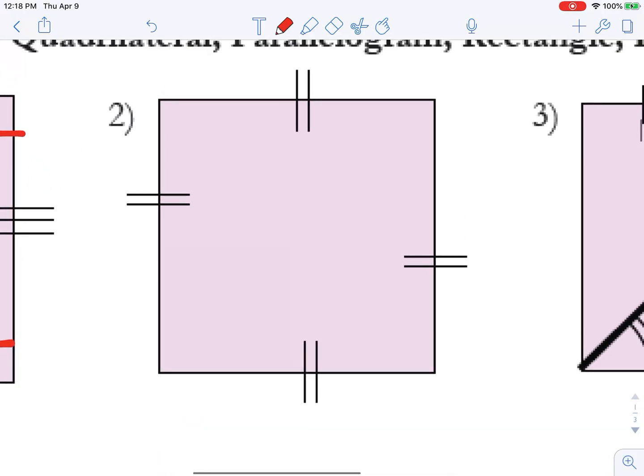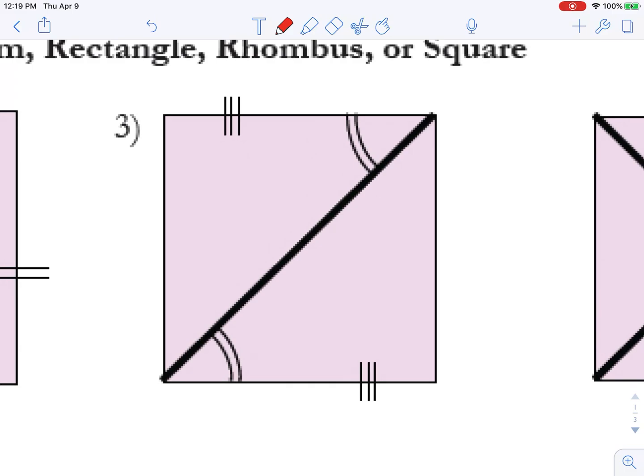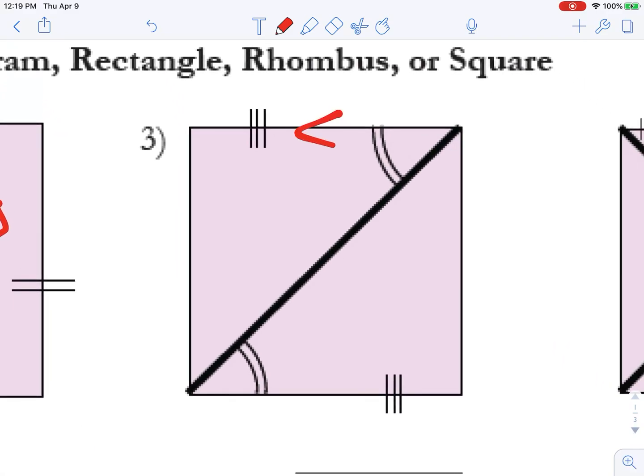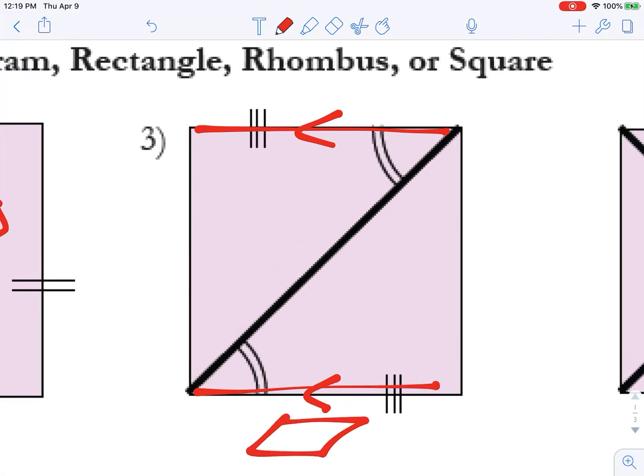Looking at number 2, we got all 4 sides are equal. Do I know anything about the angles? No. So you can say it's a rhombus, but you cannot say it's a square. Looking at number 3, you've got one opposite side that is equal. You've got these angles like this. Oh, look, those are alternate interior angles. Alternate interior angles means that these are parallel lines. So if you've got one side that is parallel and equal, that's a parallelogram.